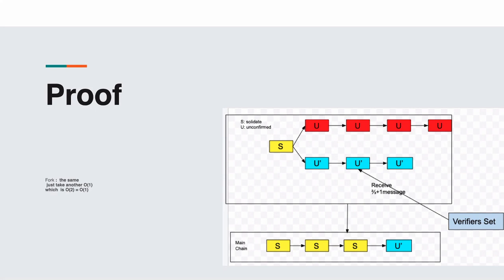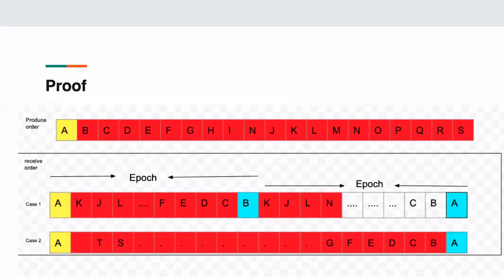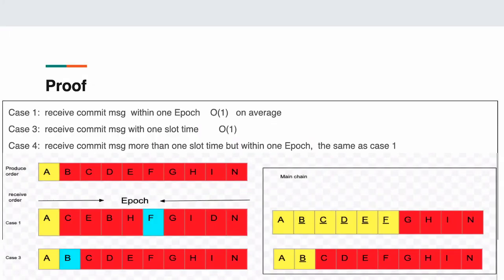Any questions about this part? What is the hello? Yeah, I can hear. What is the average confirmation time for one block? 3 seconds? Yes, O(1) slot time. Okay, that's pretty fast.